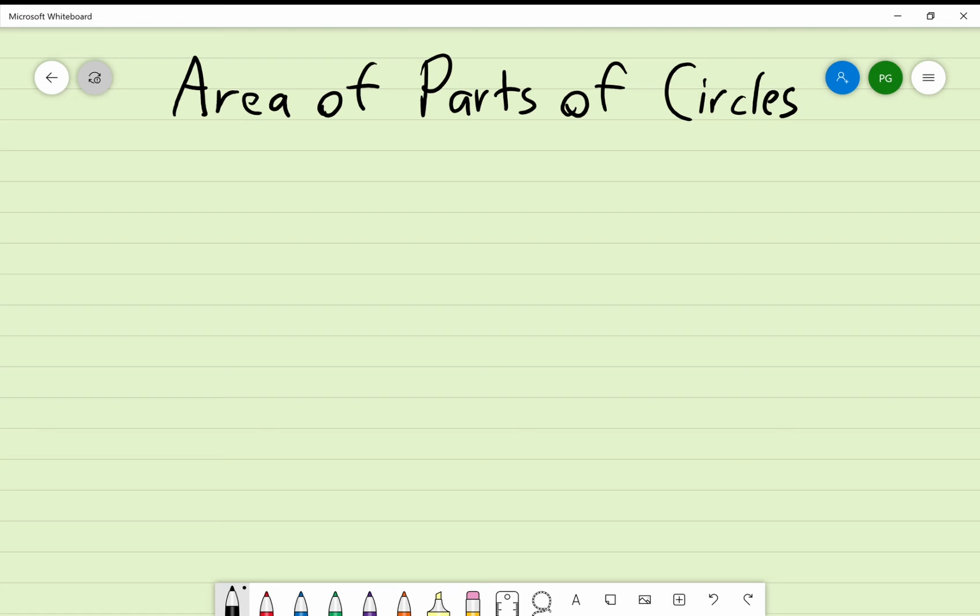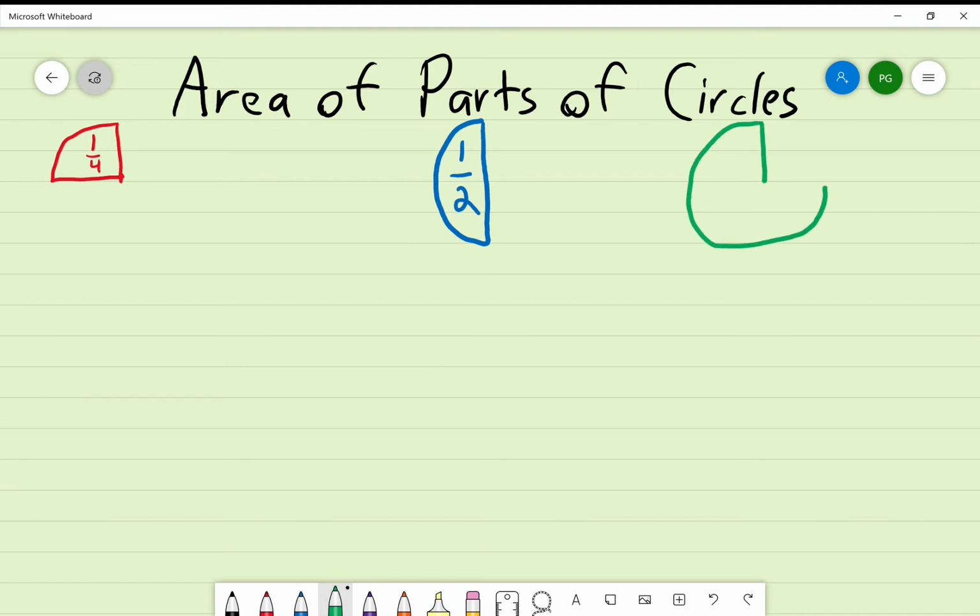Hello, ladies and gentlemen, and welcome to today's lesson, which will be about the area of parts of circles. Now, like we learned in the last lesson, when we're talking about parts of circles, we have three options. Option 1, we have a quarter circle. Option 2, we have a half circle. Or option 3, we have 3/4 of a circle. Okay?